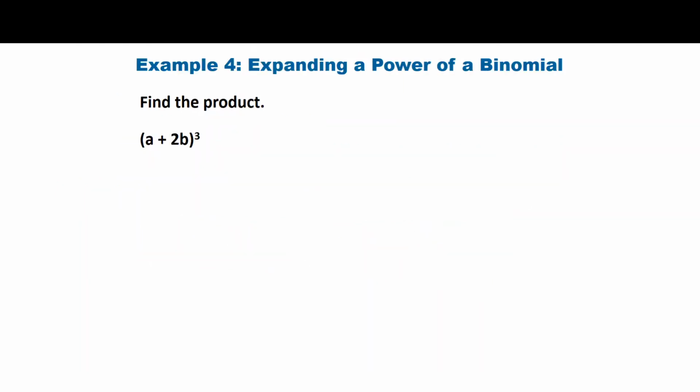All right, this example is just an extension of what you've been doing. This time, though, we're going to take this term, a plus 2b, and we're going to cube it. This means we're going to write it out 3 different times. So written in expanded form, it is a plus 2b times a plus 2b times a plus 2b. So what we want to do first is go ahead and multiply these 2 terms together.